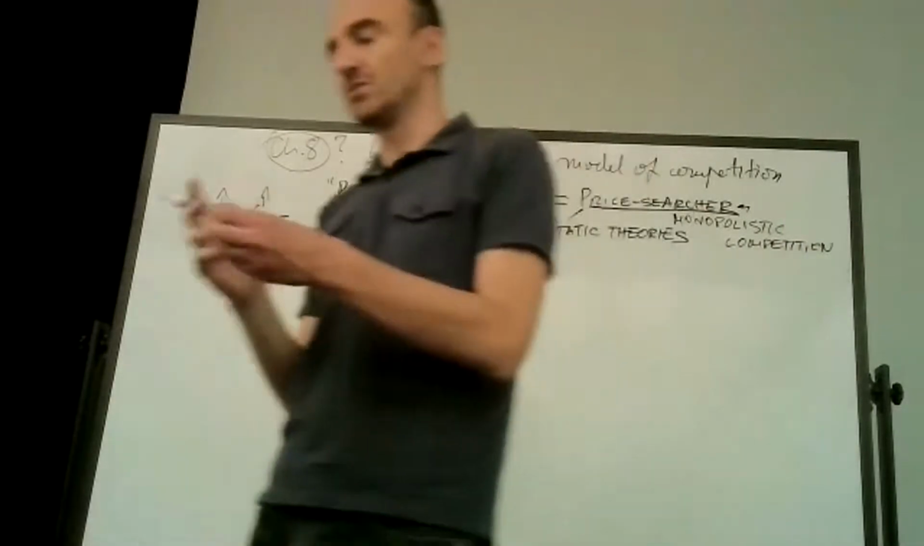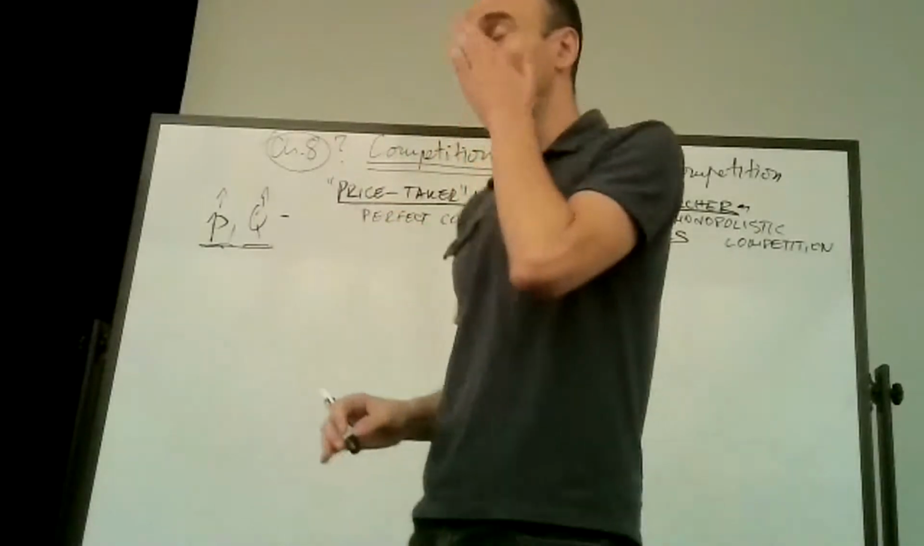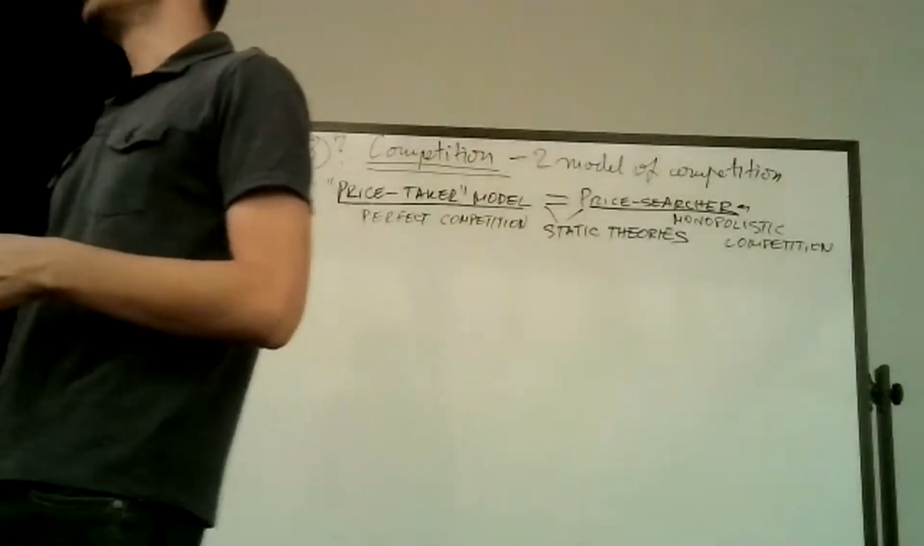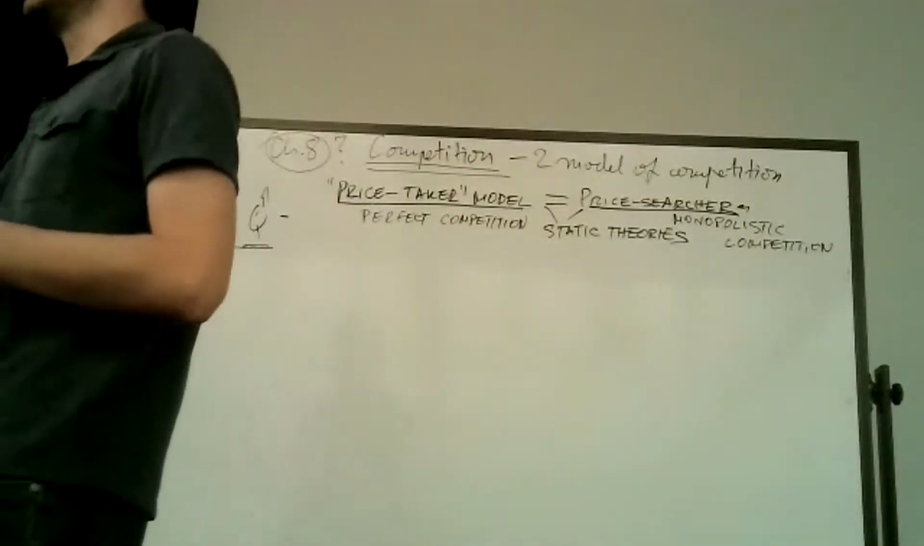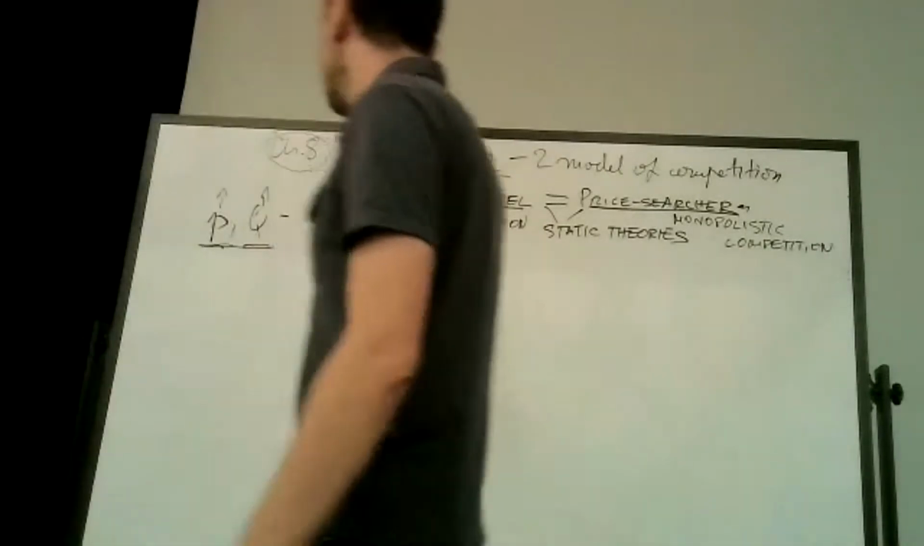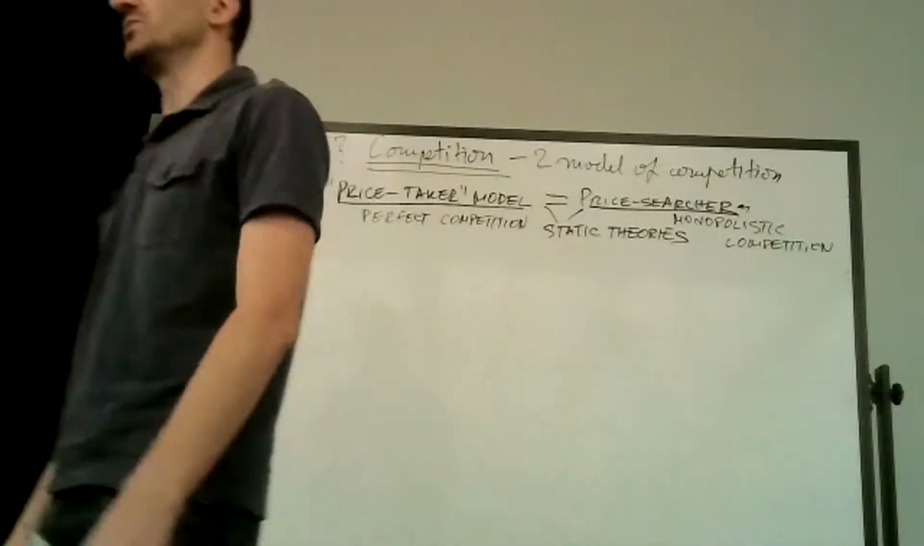Imperfect or monopolistic competition. Okay, so let us start with the price taker model. Whenever we develop a certain model, we have to lay out in advance what the restrictions of the model are, what conditions we impose on reality, and what assumptions we make in our analysis. There are six or seven different characteristics of this model that we want to study.